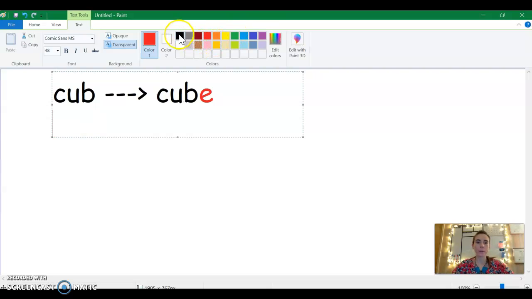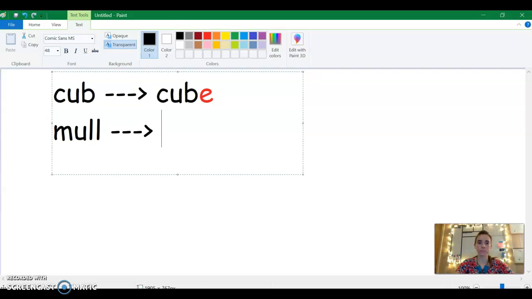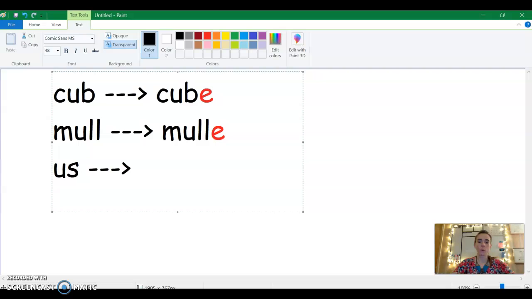Next word. Oops, let's make that black. Mull. Say mull. Now we're going to add our magic E, say alakazam, and it turns into mule. Say mull, mule. Very good. Last example, say us. When we're adding our magic E, alakazam, it turns to use. Us, use. Very good. When we add that magic E, it makes the vowel say its name.